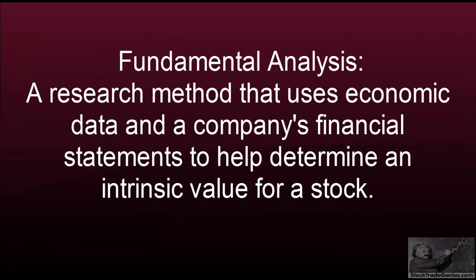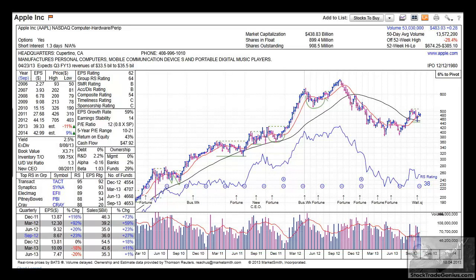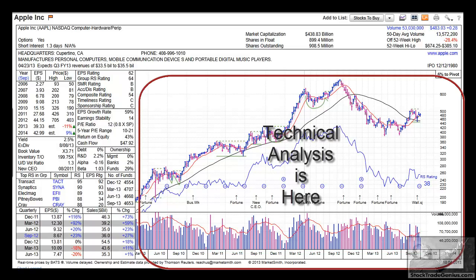In this lesson, we're going to talk about fundamental analysis. Fundamental analysis is a research method that uses economic data and a company's financial statements to help determine an intrinsic value for the stock. Essentially, it means looking at anything that's fundamental to the company. So when we analyze stocks, fundamentals essentially mean anything that is not technical analysis. So for example, if you're looking at a stock, you want to look at the fundamental things that make the stock tick, not the price action.